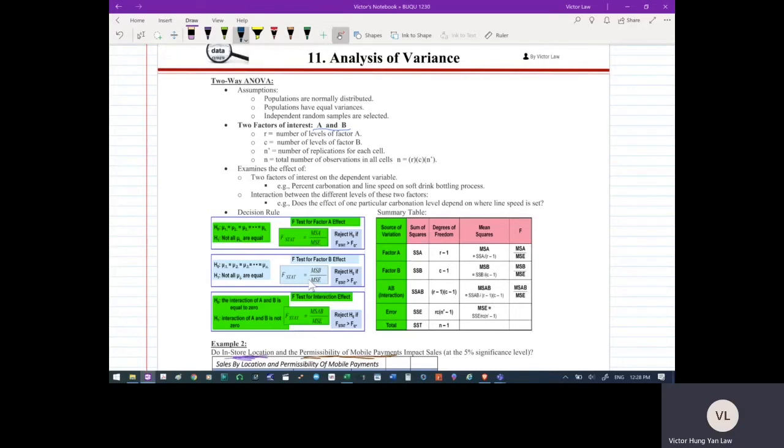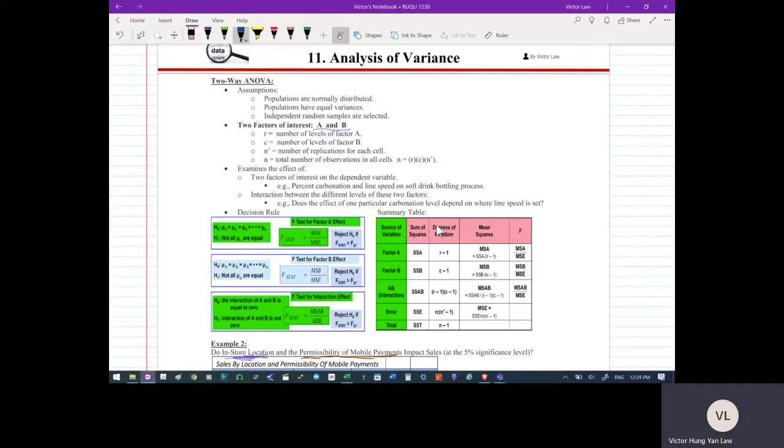In addition to looking at factor A and factor B, we can look at the interaction between factor A and factor B. And this is what we're testing for H0 and H1. For H0, we have that the interaction of A and B is equal to 0. So there's no relationship, no interaction. And what we want to prove is H1, that the interaction of A and B is not equal to 0. So there are three types of testing that we can do when we're dealing with two-way ANOVA. And this is the table that we get when we run the ANOVA analysis for two-way.